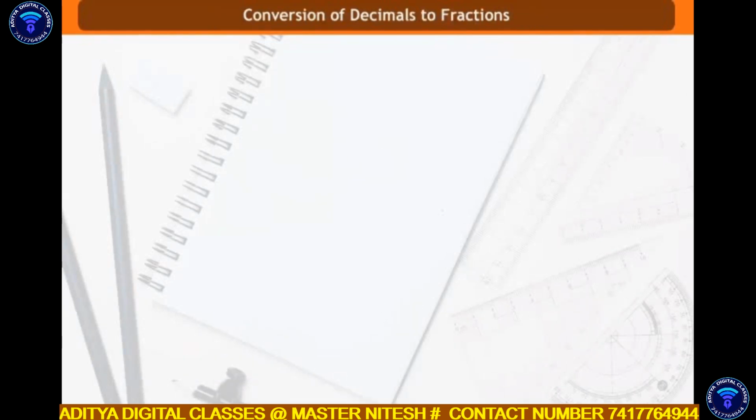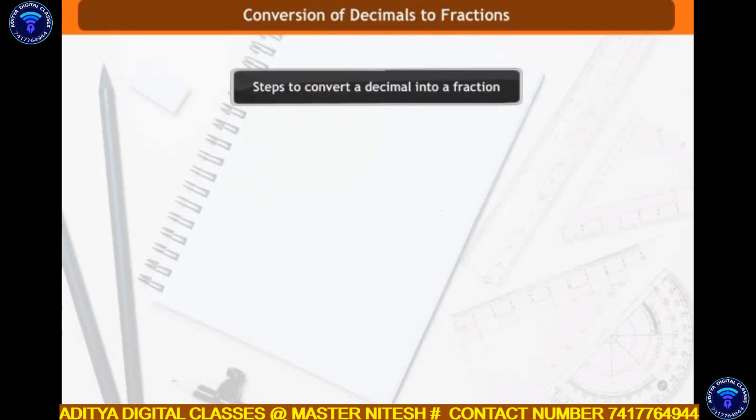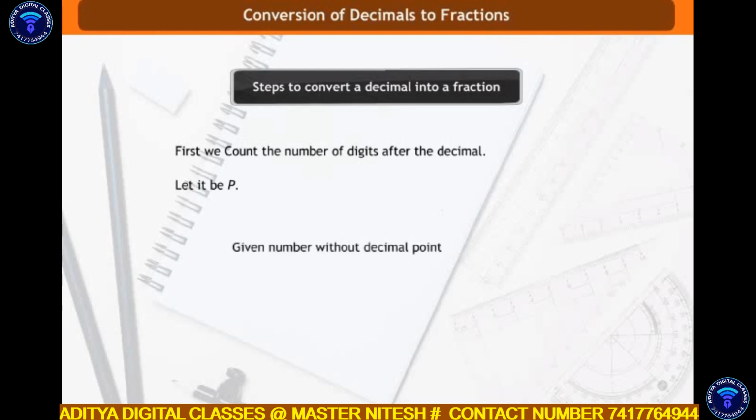Conversion of decimals to fractions. We know how to convert decimals into fractions. Let us consider some decimals and convert them into their fraction forms. First look at the steps to convert a decimal into a fraction. First, we count the number of digits after the decimal. Let it be p, and write the fraction as the given number without the decimal point divided by 10 raised to the power p, and then reduce the fraction to simplest form.